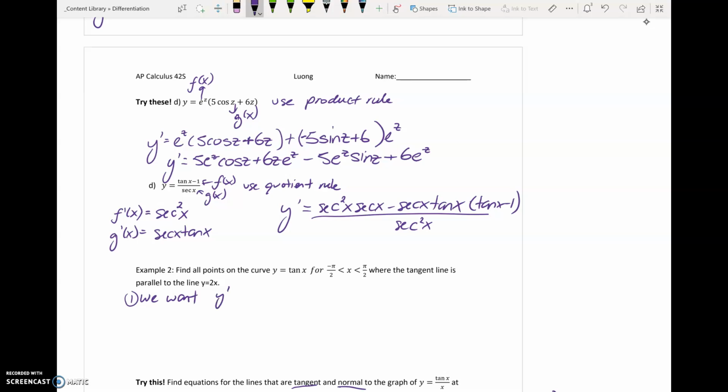So we want y prime, or slope, to be 2 because that is our slope in this line. The second thing we want to do is find y prime. So the derivative of tan x, if you look back at that chart, is secant squared x. And we're going to set this equal to 2.